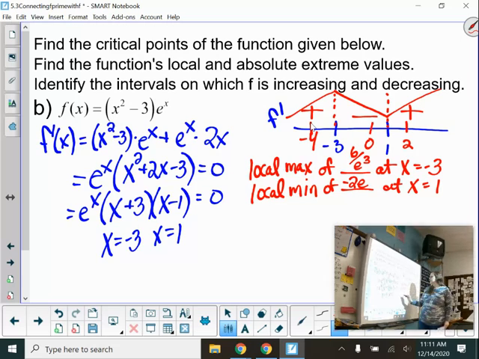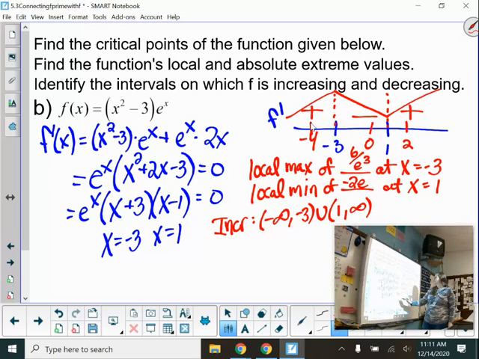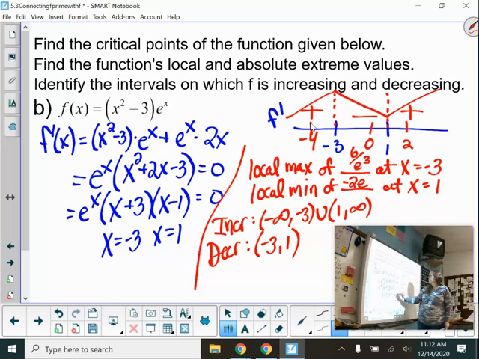And then we also have to state where this is increasing. It is increasing from -infinity to -3, and from 1 to infinity, and then we're decreasing from -3 to 1. And that would be all of the information that they ask you to complete for that question.